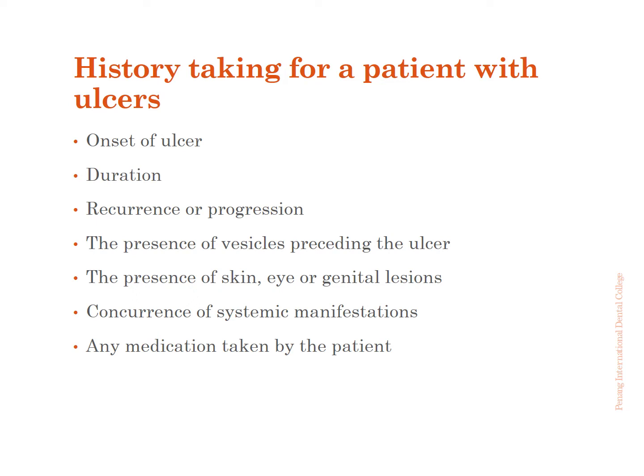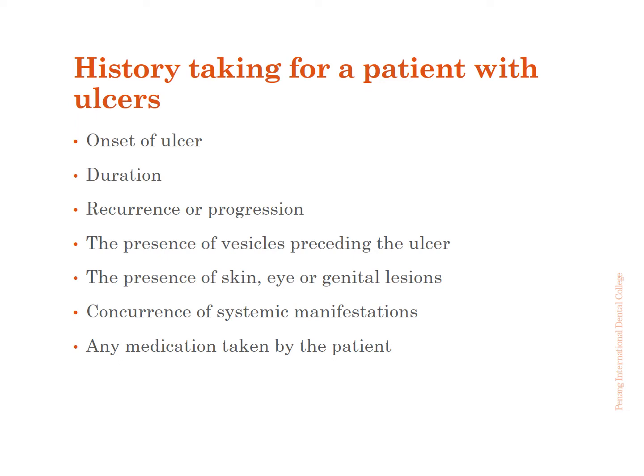Next is the presence of lesions elsewhere in the body. For example, if the oral lesions are accompanied by skin, eye, or genital lesions, then we're looking at multiple areas of the body being involved. Generally, you could have similar kinds of ulcers seen on other mucosal surfaces or even skin involvement. So it gives you an idea that the patient is having a history of a more systemic presence of the disorder.